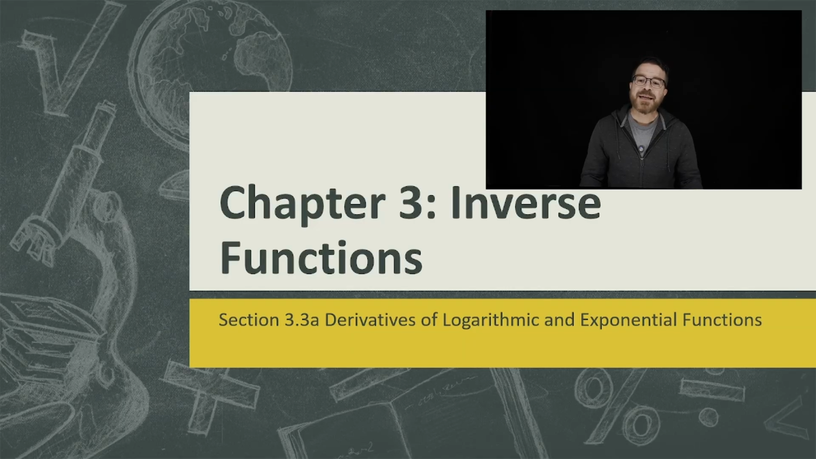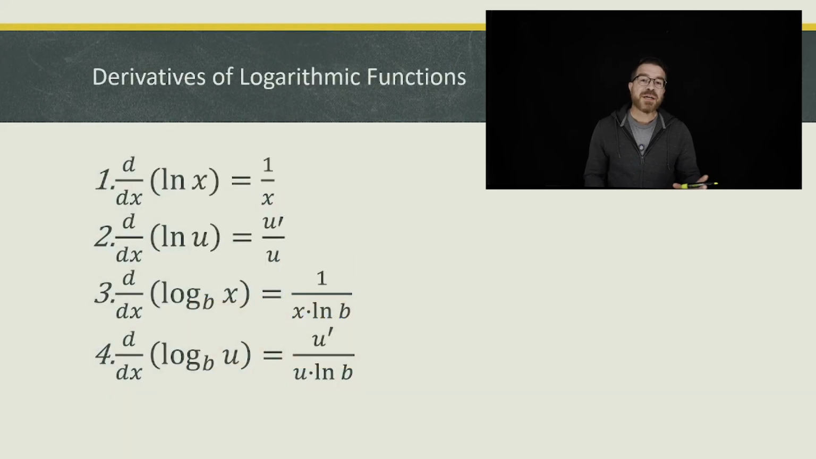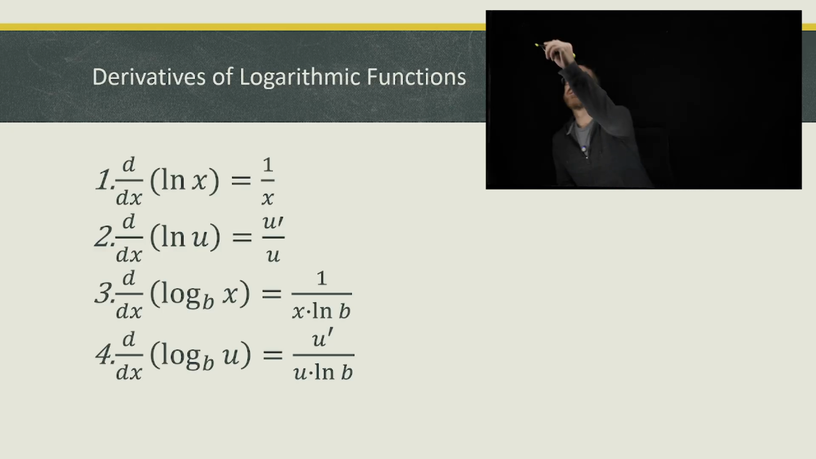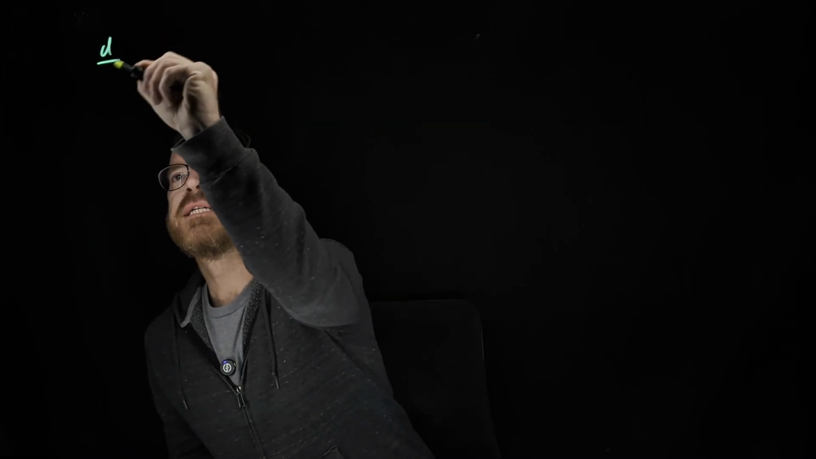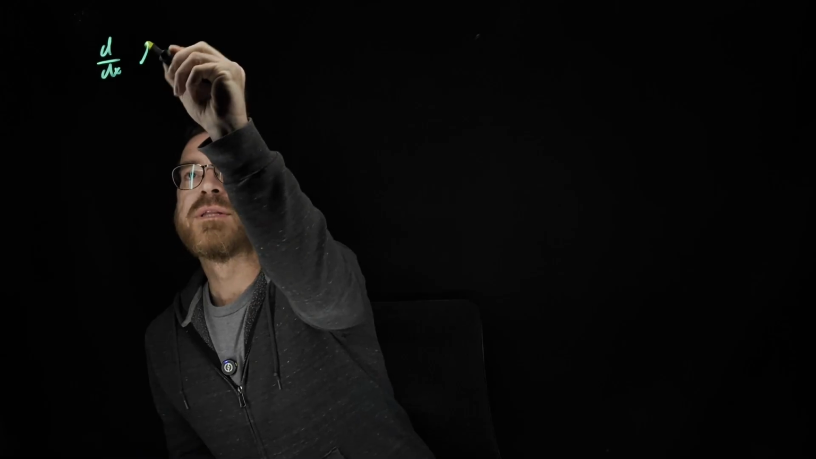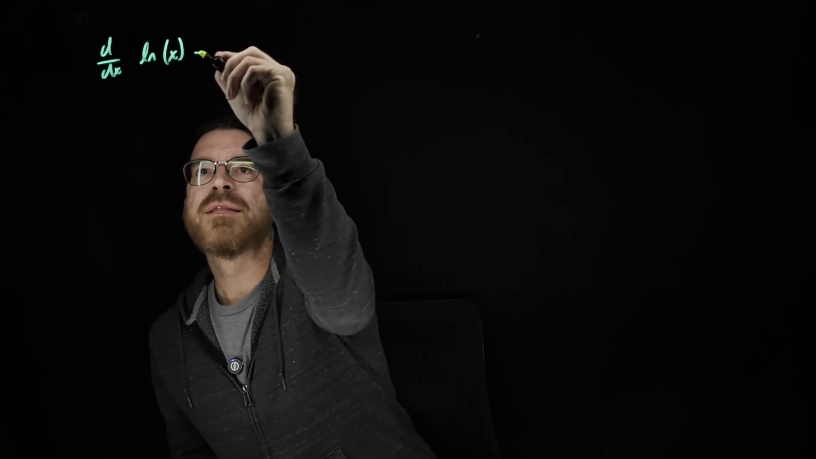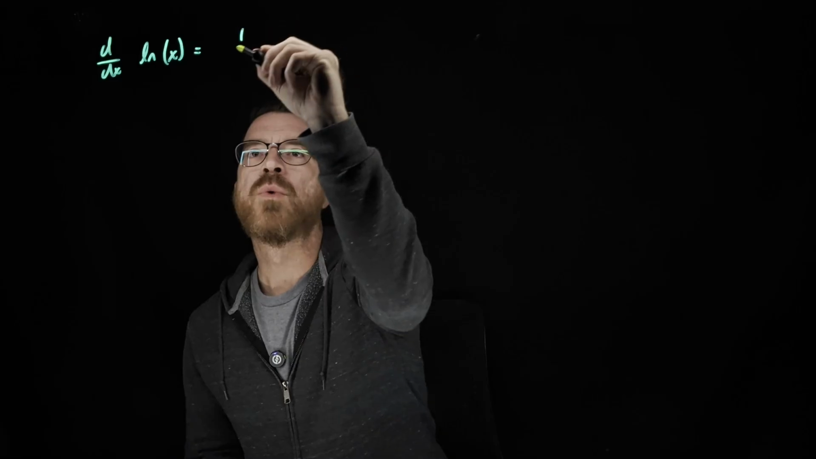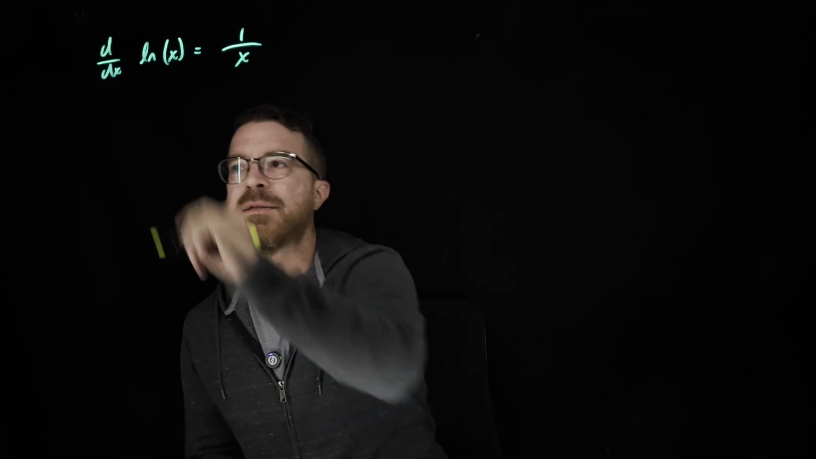Hello everyone. In today's lesson, we're going to be learning about derivatives of logarithmic and exponential functions. To begin with, we're going to have a couple new rules. The first one is that if we take d/dx of the natural log of x, this is just going to be equal to 1 over x.